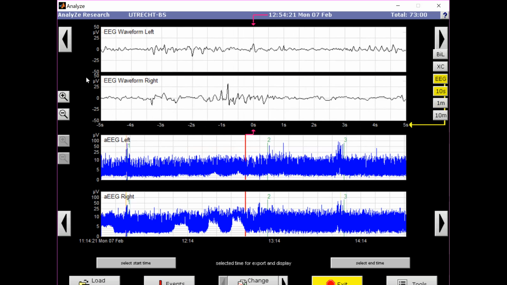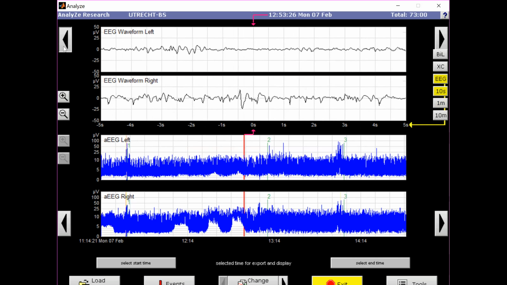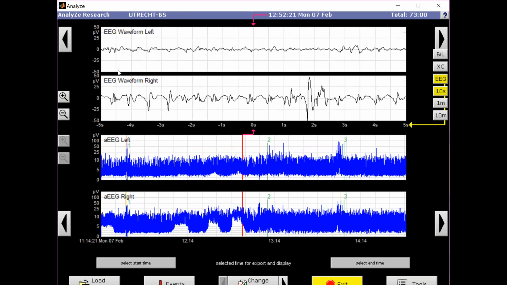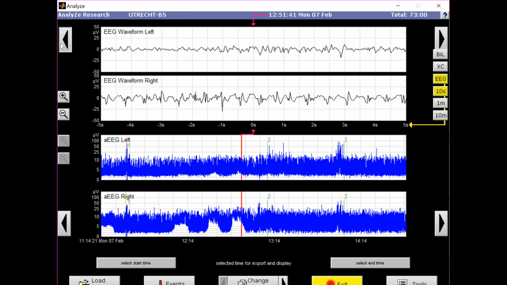If we look at the 10 second, I'm going backwards through it. It's not as easy to see sometimes. I mean, it's definitely there.